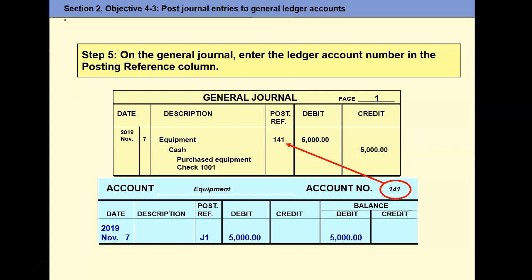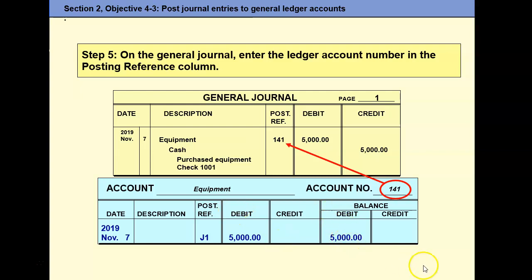So again, let's review the 5 steps of the posting process. Step 1, record the date of the transaction into the date column of your ledger account. Step 2, record the journal page number into the post reference column of the ledger account. The third step is to record the amount of the transaction into the ledger. Again, we're just copying from the journal. Whatever took place in the journal, record it on the same side of the ledger account.